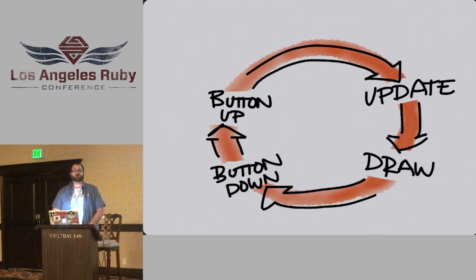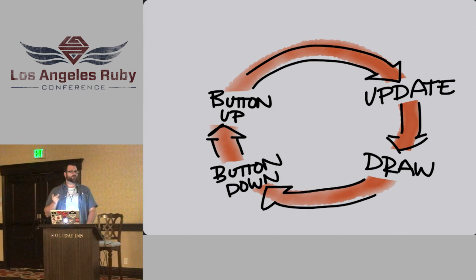And what it's going to do is it's going to run over and over, and 60 times a second, it's going to call the update method, and then it's going to call the draw method. And then every time you press or depress a button, it'll call the button down and the button up method, right? And that's basically it. That's all there is to it.